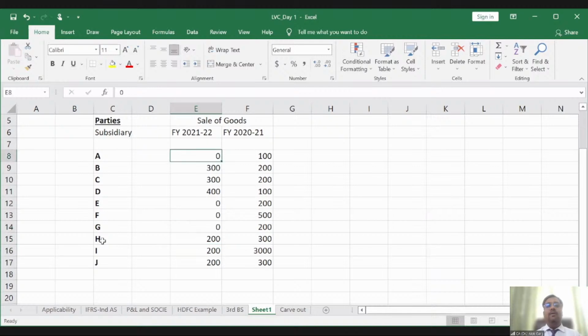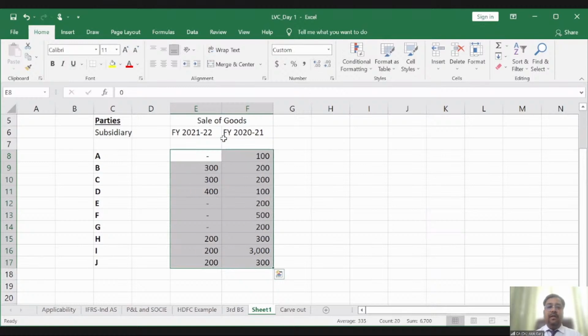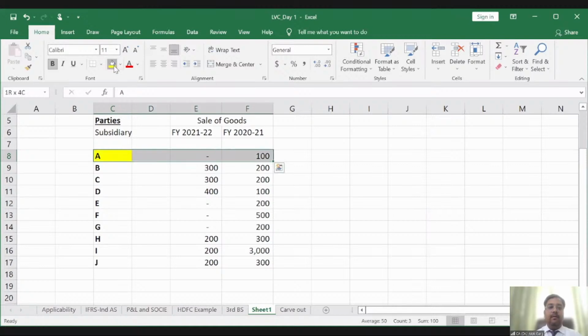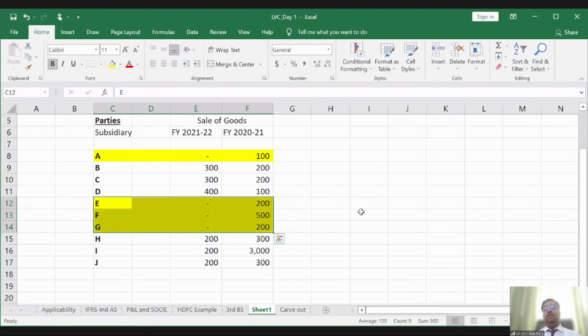Right. Now it's asked that the accountant is thinking that there are no transactions in case of A, E, F, and G. So related party disclosure is not required for A, E, F, and G. What is your view in this case?